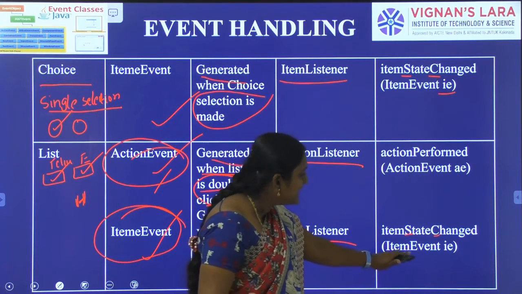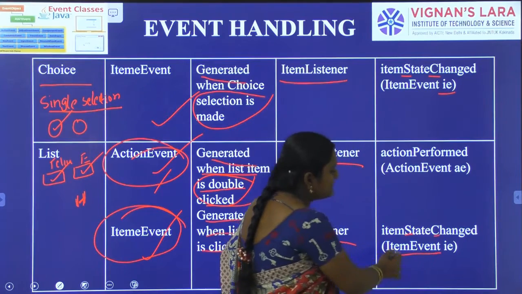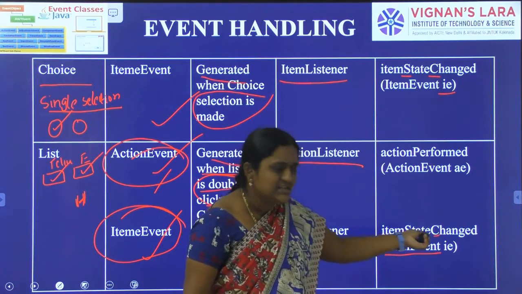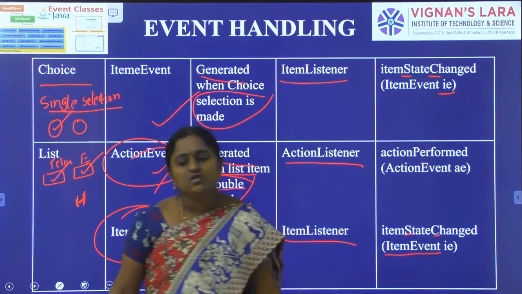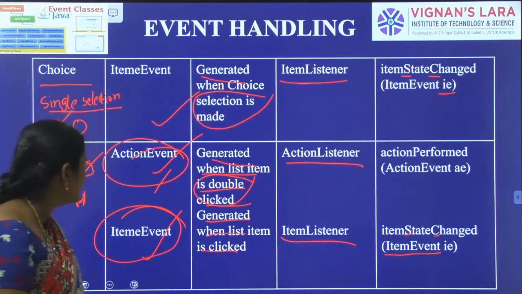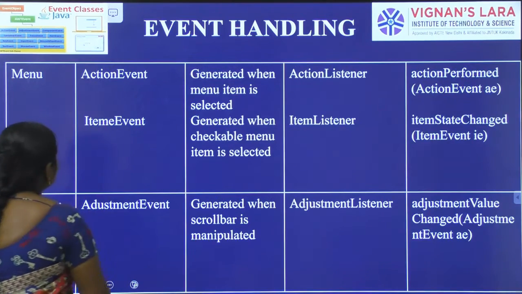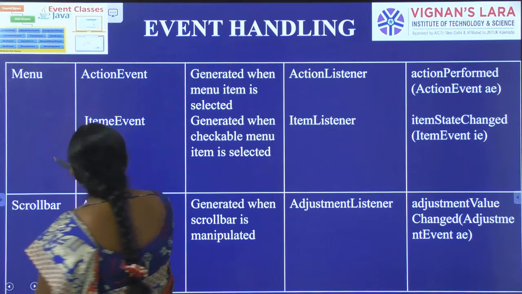So next one, here ItemEvent is the object. This object is supplied to the itemStateChanged method. Here IE is the reference of this object. In Java, everything we consider as an object.